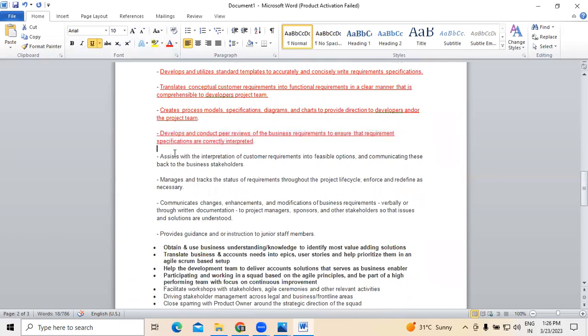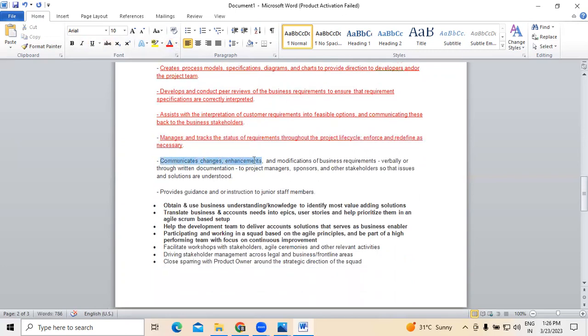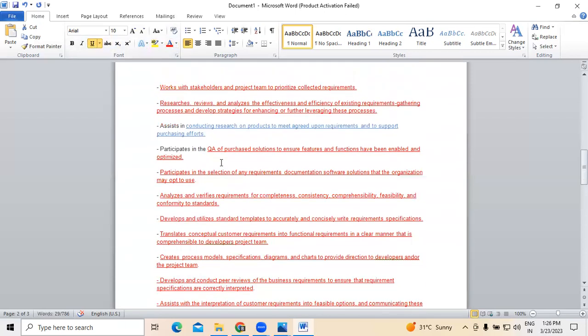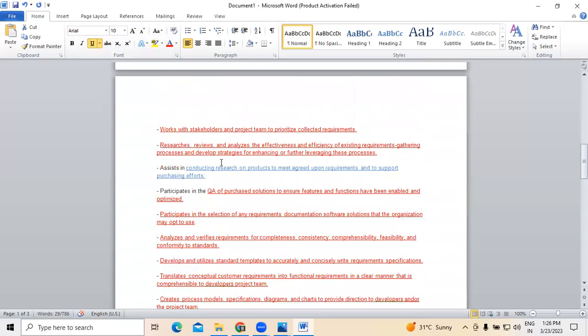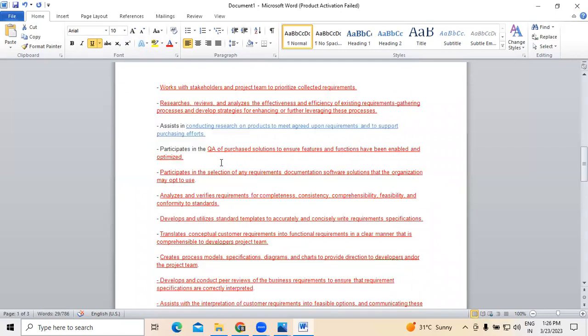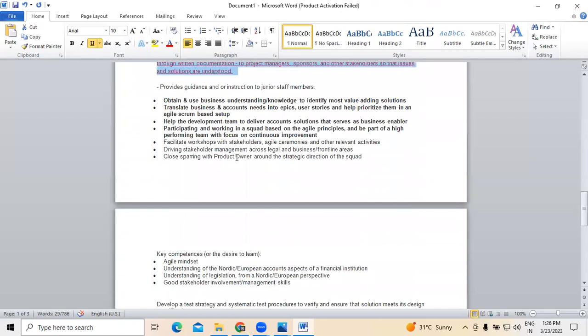Next, assisting with interpretation of customer requirements and feasible options. This is also one of the common points. Next, managing the tracking and status of the requirements through the project life cycle, and enforcing and redefining as necessary. This is also one of the common things being a BA you need to have. Next, communicate changes and all by preparing documentation of business requirements. This is also a common point. So these are the common points, and in the middle of that, I have given some in blue color, which depend on the requirement of that organization and will vary.